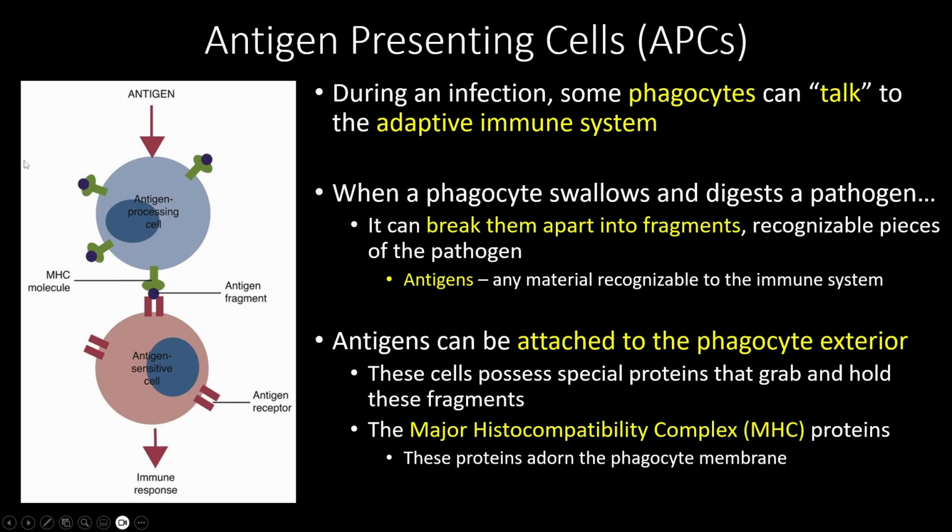Okay, and that's just being displayed right here in this image. So you have an antigen that is brought into this antigen-presenting cell. This is a phagocyte that has swallowed something and broken it down. Then it attaches it to those MHC proteins. Okay, and then it will track down and try to bind to a cell that's sensitive to that antigen. It has a receptor on it that can actually bind to that thing.